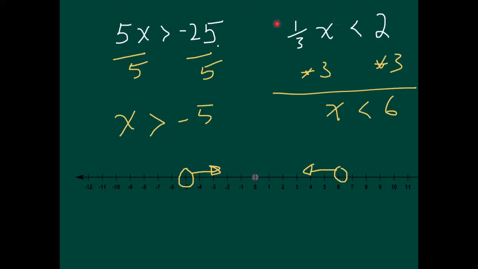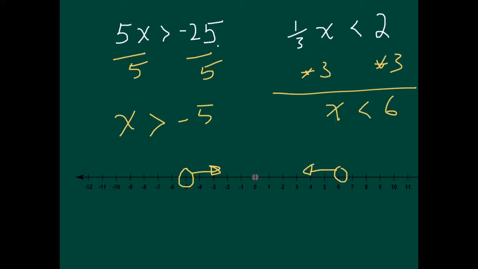On the right, it's 1/3 x. I chose, rather than to divide by 1/3, to multiply by the reciprocal, 3. 3 times 2 is 6. 1/3 times 3 is just x, so x is less than 6. It's not including 6, so you don't fill it in, and x is less than 6, so it's everything to the left.